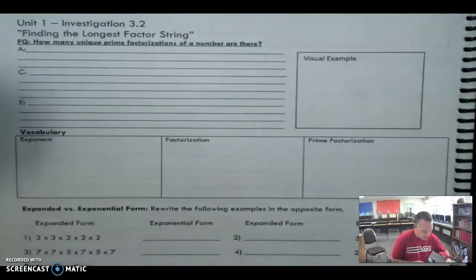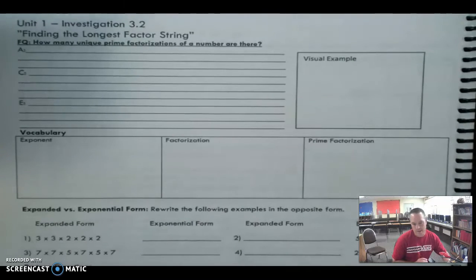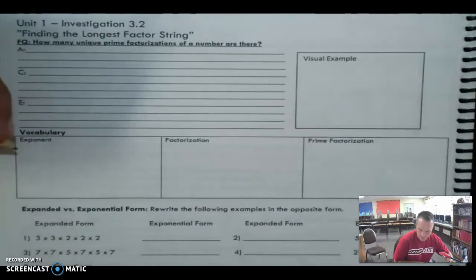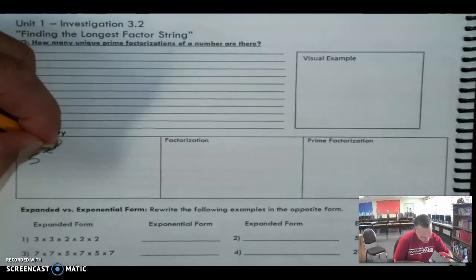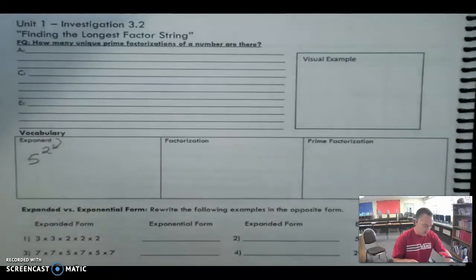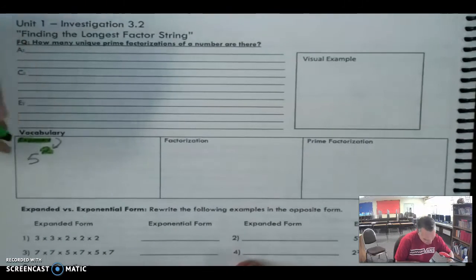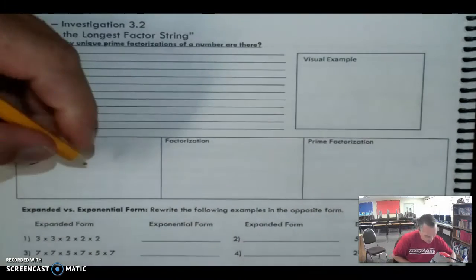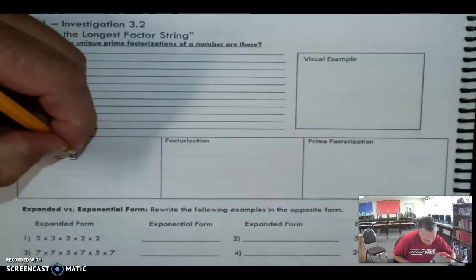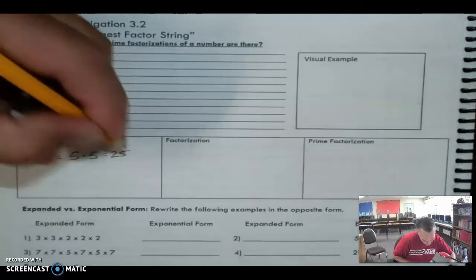So what is an exponent? Well, an exponent is a symbol written next to a number. Actually, it's not a symbol, it's a number. Let's say it was 5 to the second power. This right here is the exponent. I'm just going to highlight that for you. It's that little number, a small number written next to the bigger number, and what that is equal to is 5 times 5 equals 25.